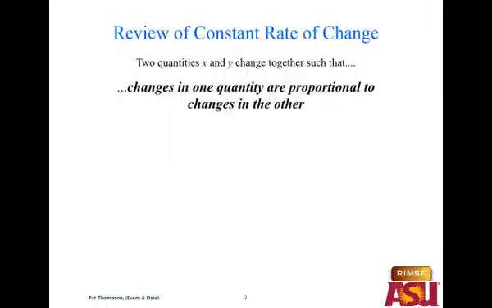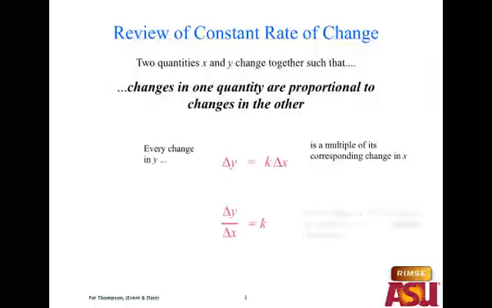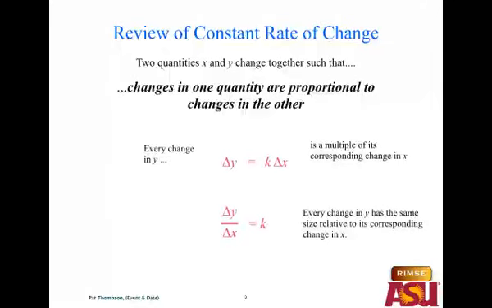Two quantities, x and y, change together such that changes in one quantity are proportional to changes in the other. What does that mean? For every change in y, it's k times the change in x. If you're going 62 miles per hour down the highway, changes in distance are always 62 times changes in time. You take the change in time, multiply it by 62, and it gives you the change in distance. Similarly, every change in y has the same size relative to its corresponding change in x, and that relative size is the constant rate.